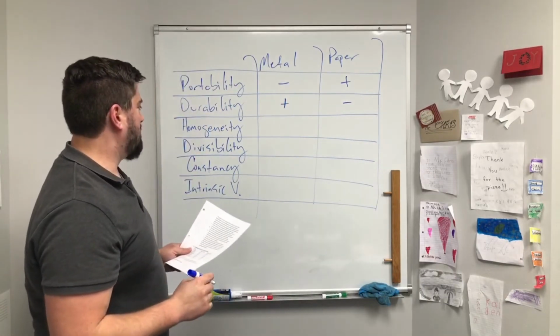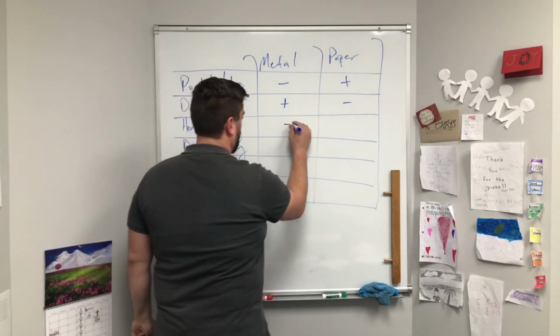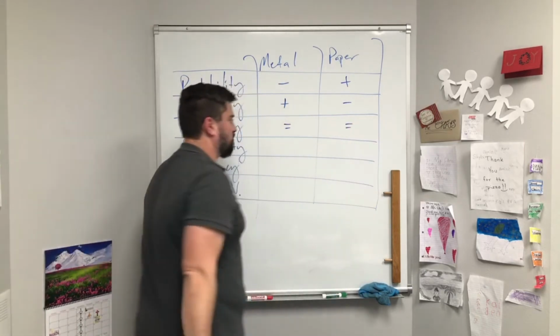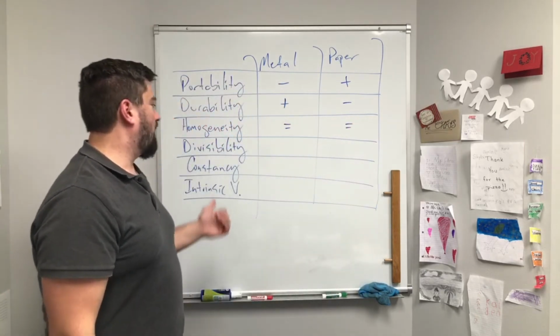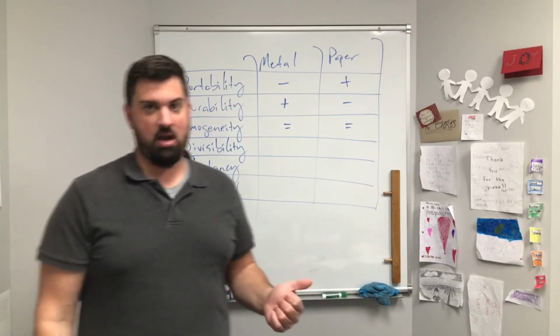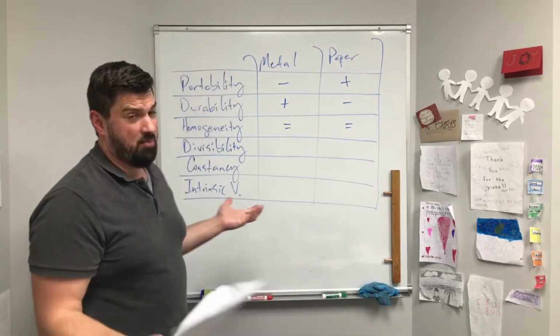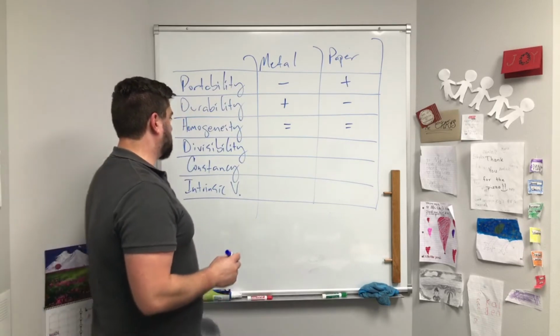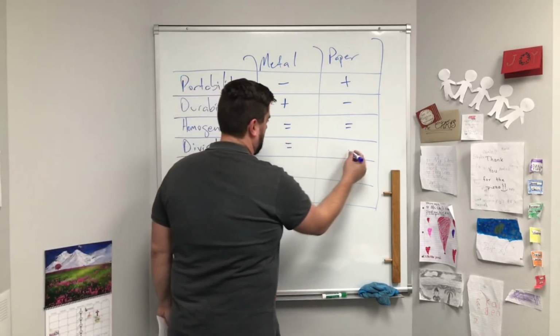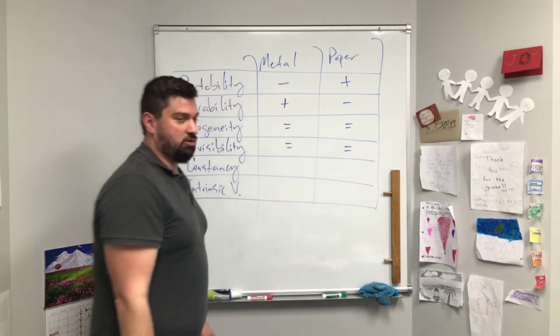How about homogeneity? Well, in this case, they're actually going to be equal, because homogeneity really depends on who is issuing the money. And so in this case, they're pretty much equally homogeneous. How about divisibility? Well, this is the same. It's going to be equal. It all depends on who's actually doing the issuing.